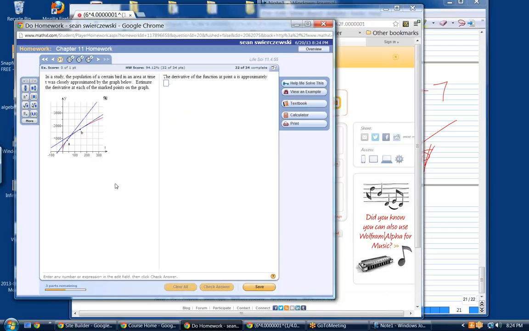Yeah. Okay. The population of a certain bird in an area at the time t was closely approximated by the graph below. Estimate the derivative at each of the marked points on the graph. Remember, derivative is slope of the tangent line. So what is the slope of the tangent line at point A? I don't know. Rise over run.